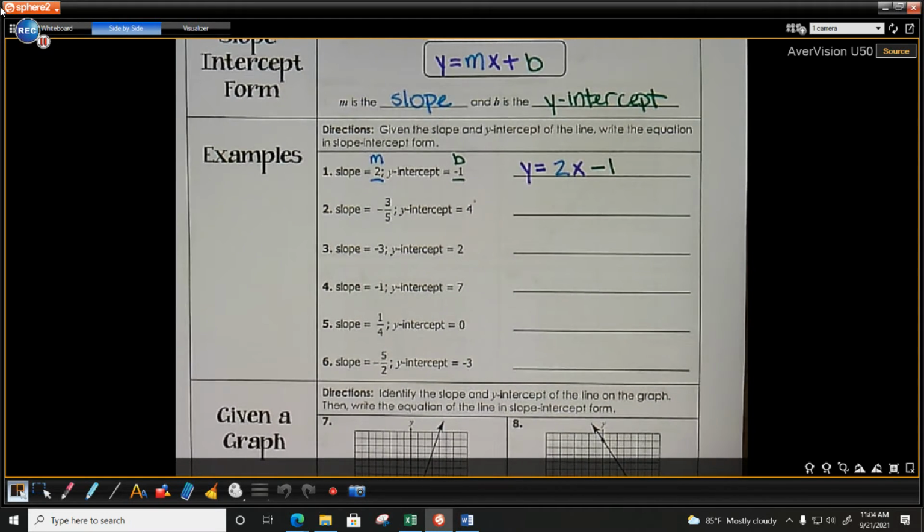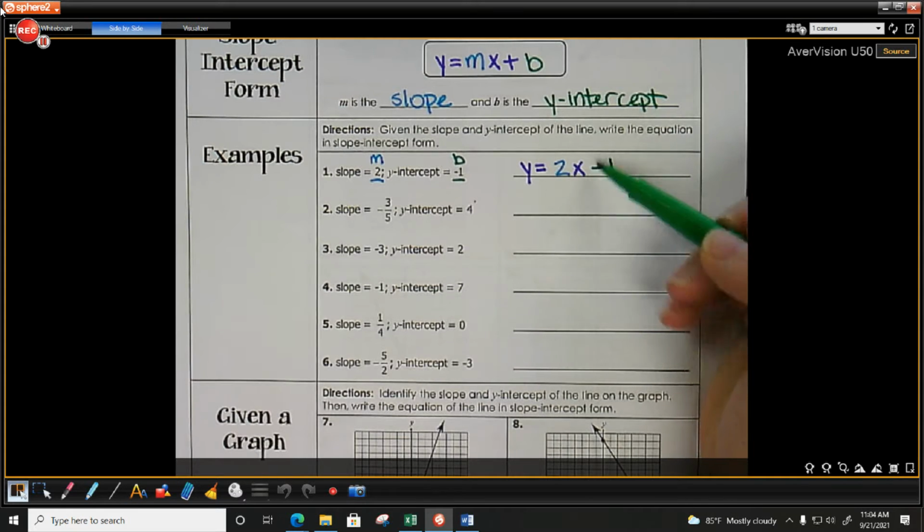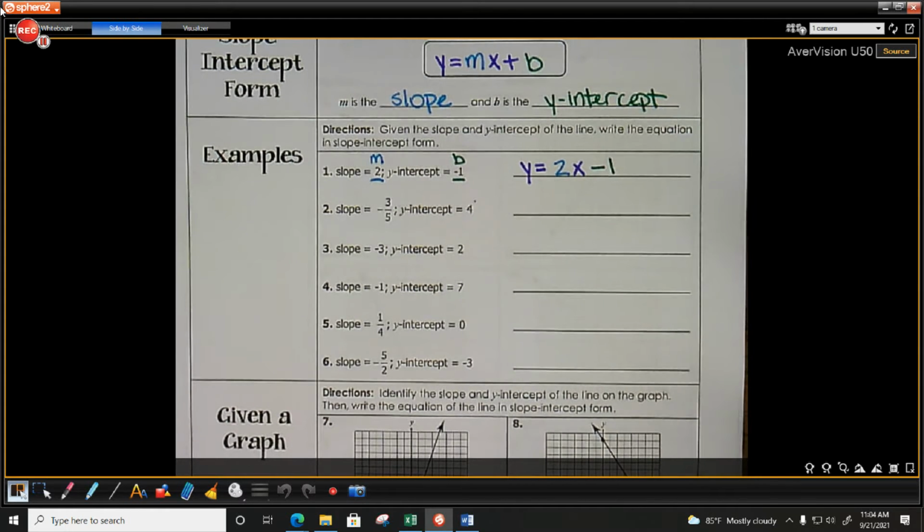You don't want double signs, so I wouldn't ever put plus -1. A plus negative is just a minus. So y equals 2x minus 1. Done. That's it. Good?